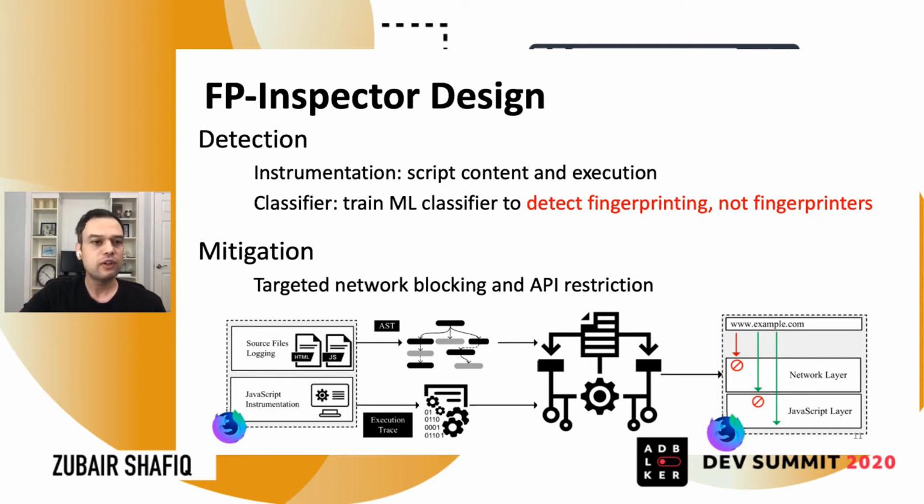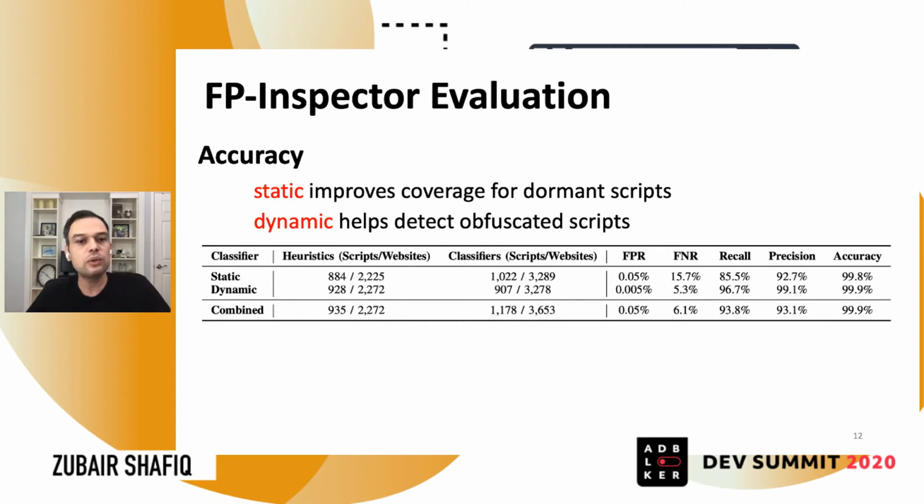We evaluated FP Inspector rigorously on a large scale, and our results show that it is quite accurate. FP Inspector was able to detect many more fingerprinting scripts than were detected by previous heuristics or which are listed in filter lists. We also found that combining the static and dynamic analysis is very nice. These are two complementary techniques. For example, static analysis helps us address some of the coverage issues with dynamic analysis, and dynamic analysis is really helpful against fingerprinting scripts which are seriously obfuscated.